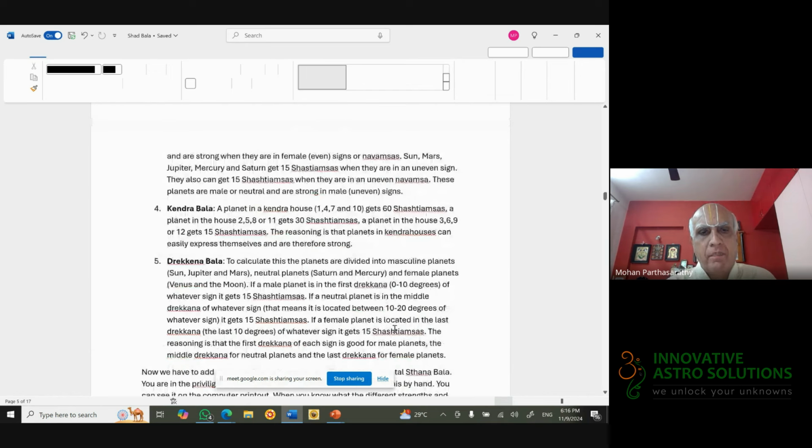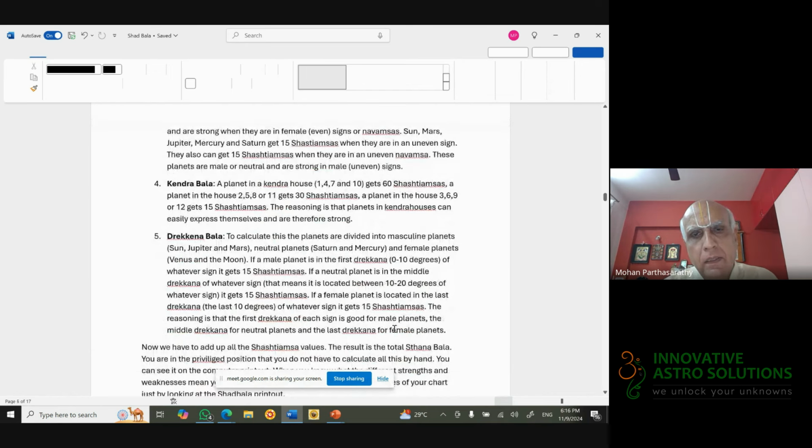Then Drekana Bala. To calculate the planets' Drekana Bala, they are divided into masculine planets such as Sun, Jupiter and Mars, neutral planets such as Saturn and Mercury, and female planets such as Venus and Moon. If a male planet is in the Drekana of 0 to 10 degrees, whatever the sign, it gets 15 Shashti Amsa. If a neutral planet is in the middle Drekana, whatever the sign, that means it is located between 10 to 20 degrees, it gets 15 Shashti Amsas.